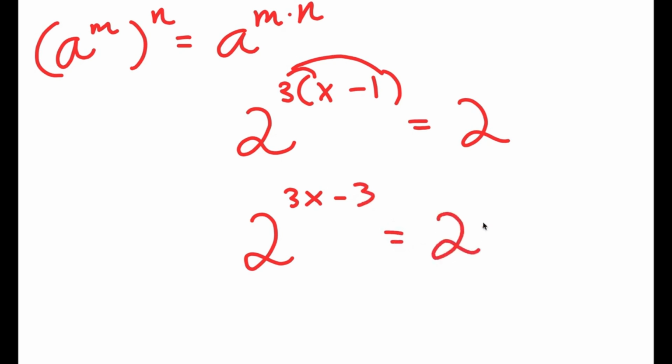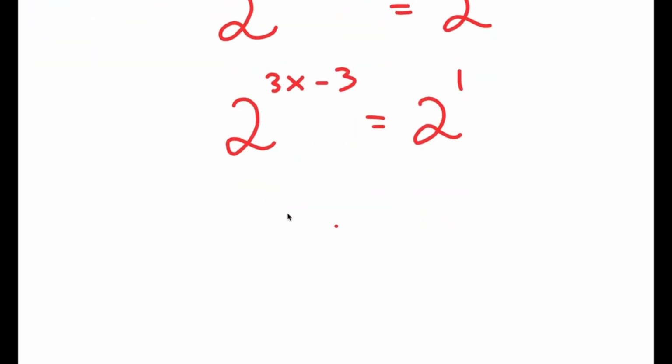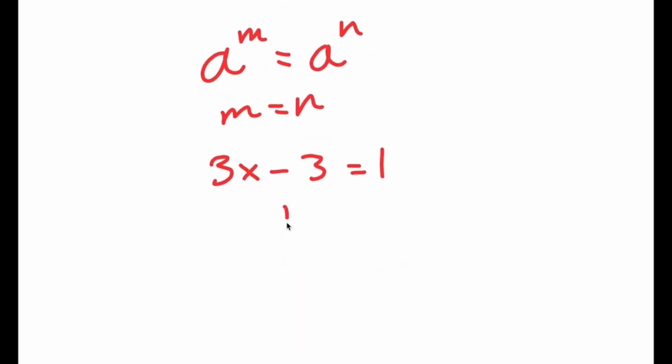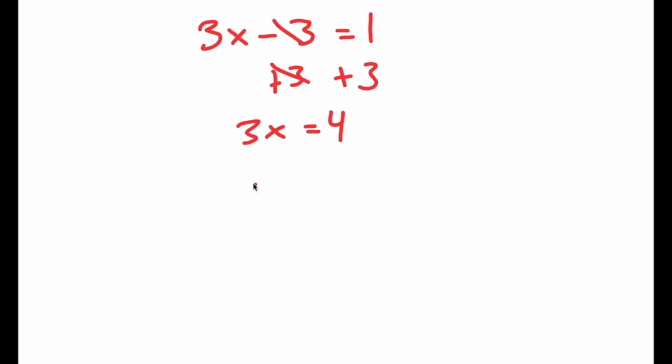is equal to 2. And 2 is the same thing as 2 to the power of 1. And if I have something in the form a to the power of m is equal to a to the power of n, this means that m is equal to n. So this means that 3x minus 3 is equal to 1. And now if I add 3 on both sides, I get 3x is equal to 4, and x is equal to 4 over 3.